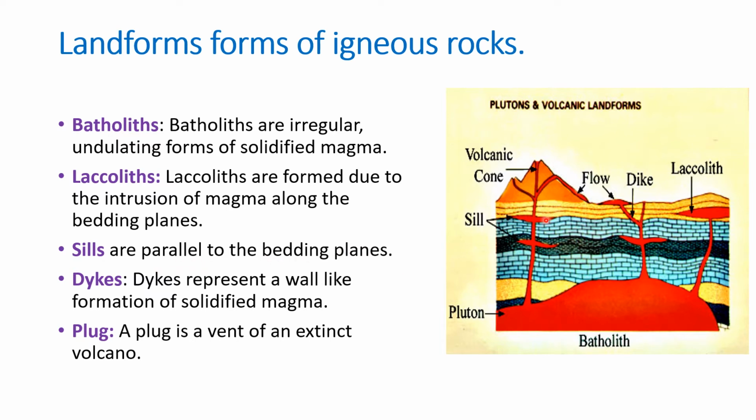Dikes. Dike, you can see, it's like there is a vent, there is a funnel and there is a layer. Dikes represent a wall-like formation of solidified magma. Plug. Plug is not given here, but a plug is a vent. Vent means an opening of an extinct volcano.